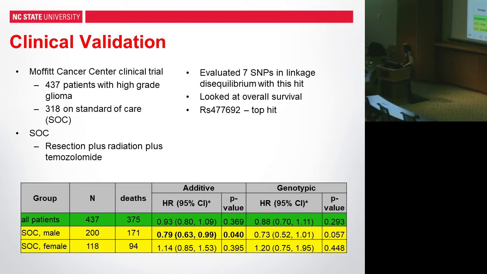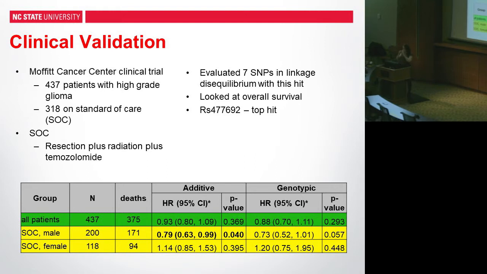What we found, Bonferroni corrected for those 7 SNPs, is a strong association in males, not females, of the SNP with long-term survival. And the association is in the direction you would expect. If you have the SNP that increases MGMT expression, you have decreased survival. The drug doesn't work as well for you.